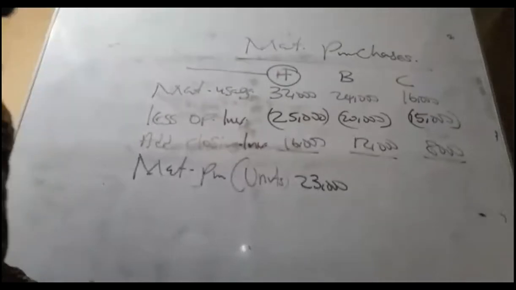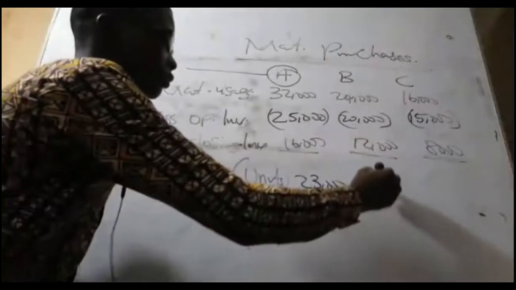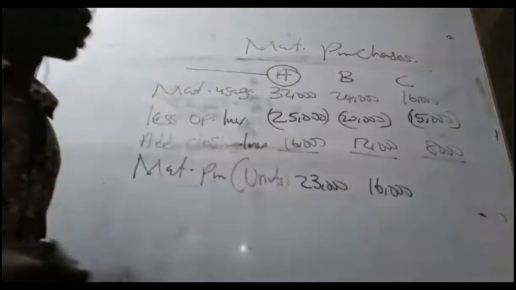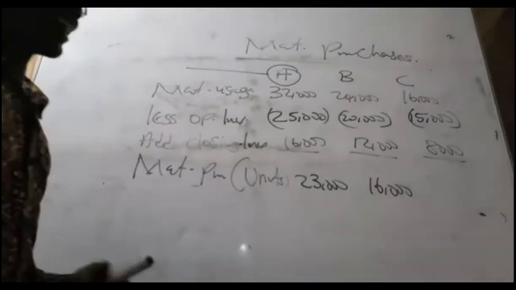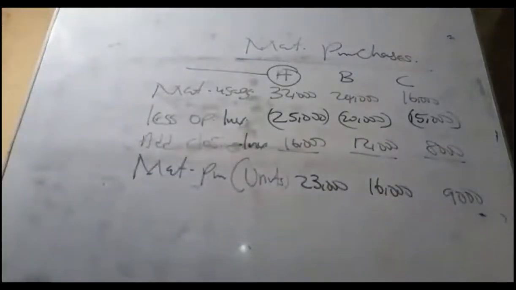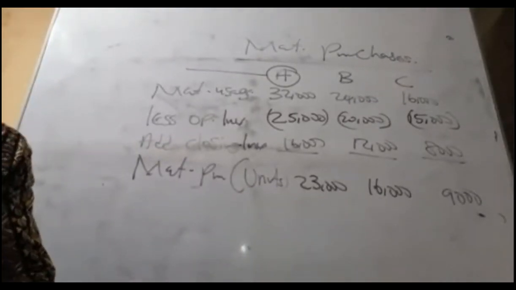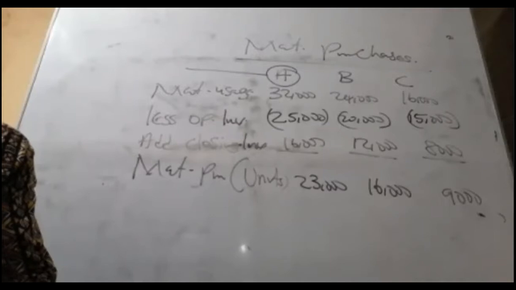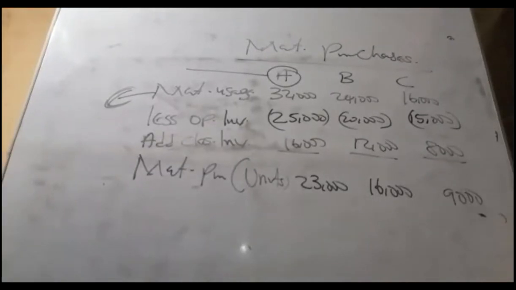This one to this one give us 4. That's 16,000. This and this one to that's 1,000, 9,000, right? Agreed. Good. So this is the material purchases.